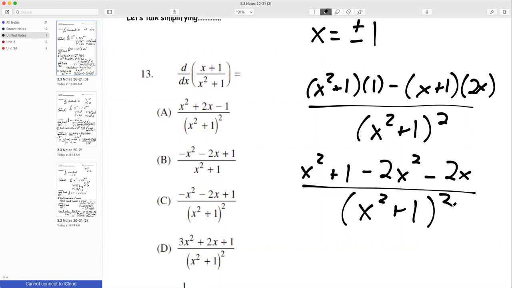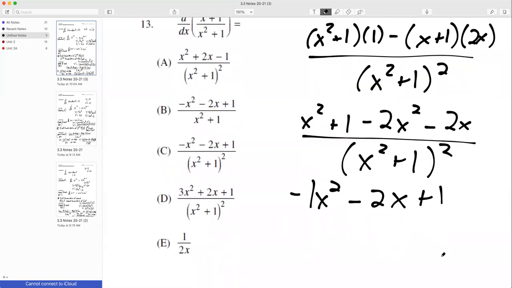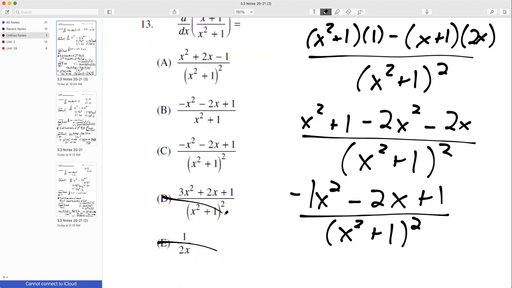And so I'm going to collect my terms. I've got x squared minus 2x squared, which is -1x squared. And then I've got a -2x and a plus 1. And then that's going to be over x squared plus 1 squared. So no. No, that one looks promising. Oh yeah, they're trying to trick me into forgetting the quotient rule and squaring the denominator, but that one's it. C.